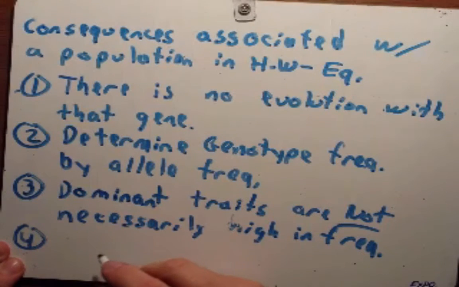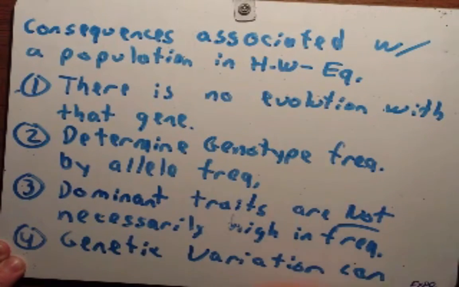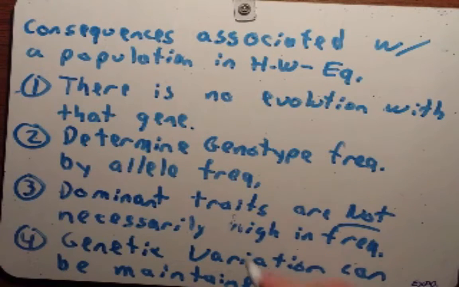And this last thing is one of the more important things I would imagine, and that is that genetic variation can be maintained within any given population. Usually, you can find some examples where this isn't the case, but in most cases, having a lot of genetic diversity is going to be important to maintain that population. And as long as it's in Hardy-Weinberg equilibrium, you can maintain that variation.